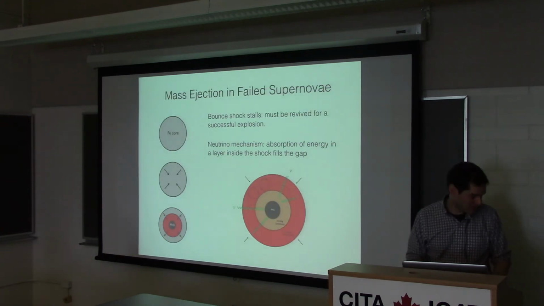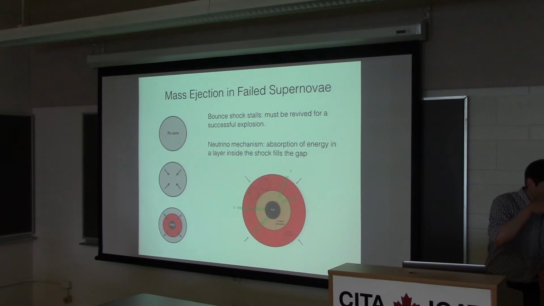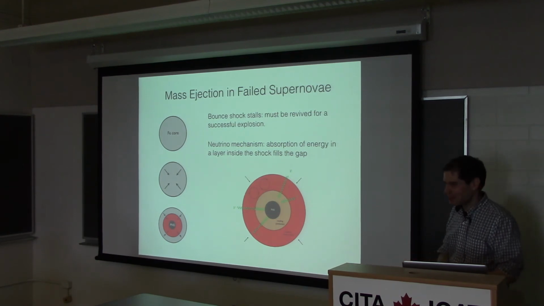All right, so in the last 10 minutes, I'm going to talk about something completely different. We started talking about mass ejection and transients, and so I'm going to switch to the case of failed core collapse supernova.